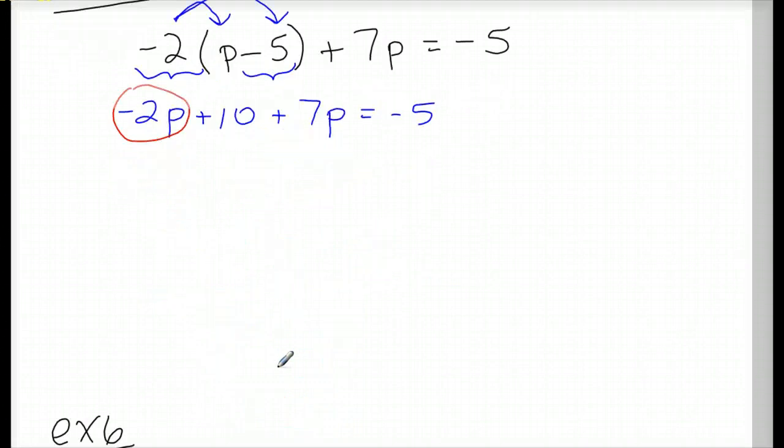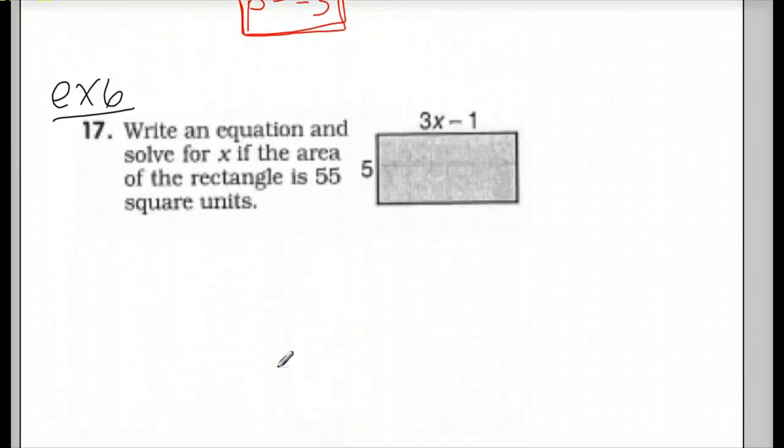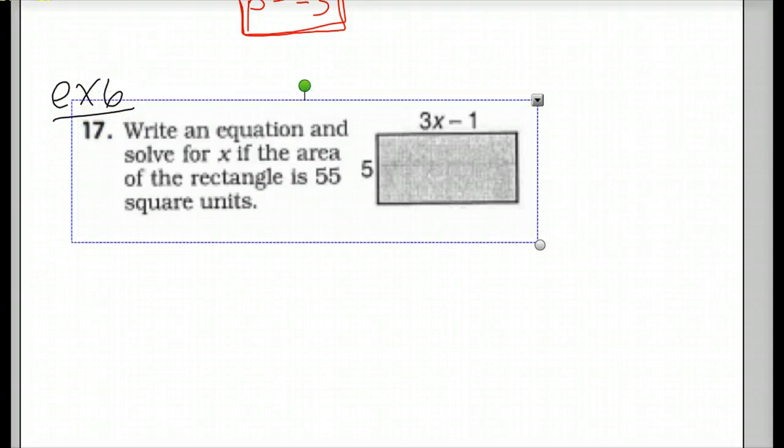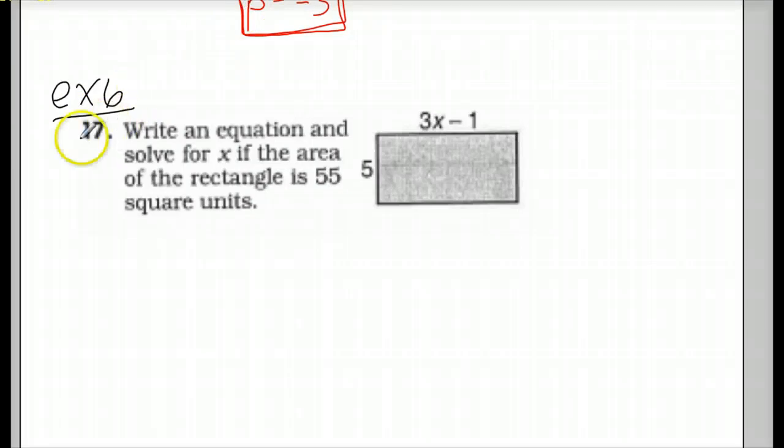All right, example number 6. And remember, example number 6 is going to be on your worksheet just as is. So this is number 17 on your worksheet. It'll have a little star next to it. That means, oh, this is done on the video. Write an equation and solve for x if the area of the rectangle is 55 square units. So we know area equals length times width.